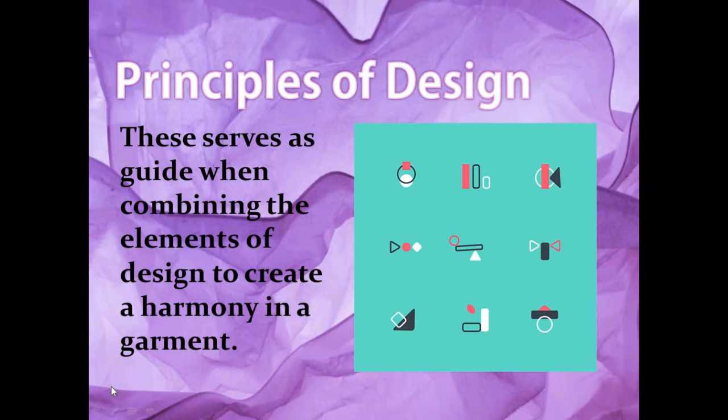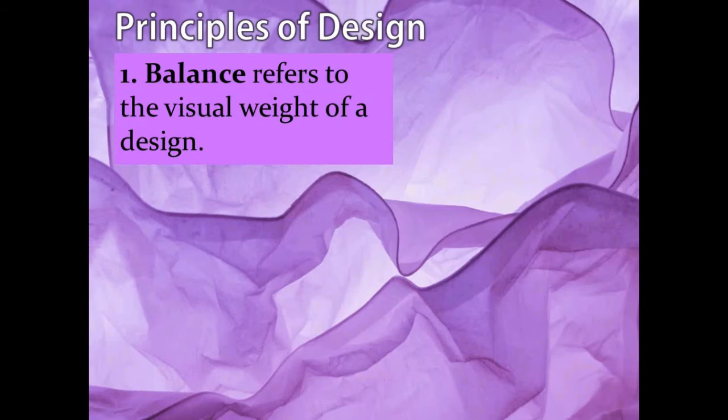To create a pleasing garment design, there are rules that need to be followed in designing a garment, and these are referred to as the principles of design. They serve as a guide when combining the elements of design to create harmony in a garment. The principles of design are as follows. The first principle of design is balance. It refers to the visual weight of a design.